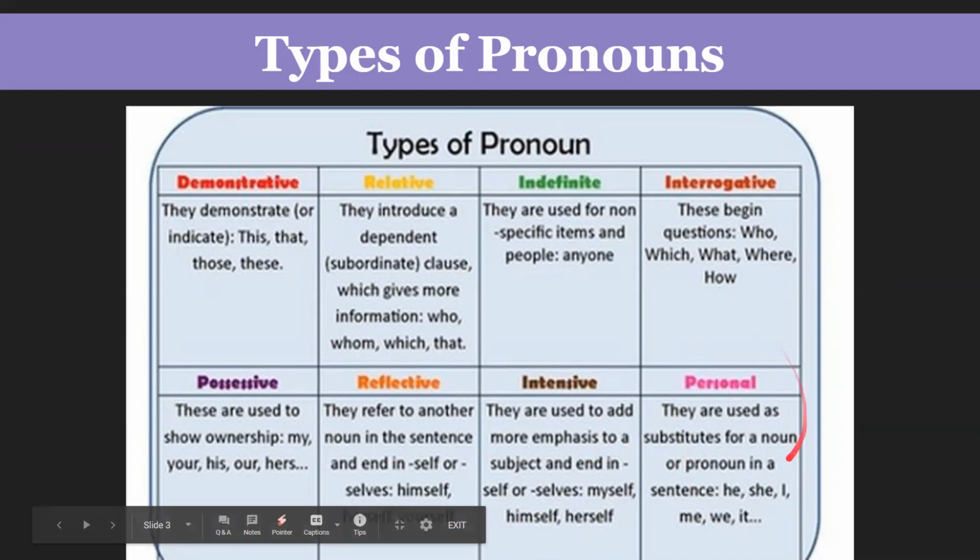And the last ones you probably have seen a lot of, so personal pronouns. They're used as substitutes for a noun or pronoun in a sentence. So he, she, I, me, we, or it. This is one of the most common ones right here.